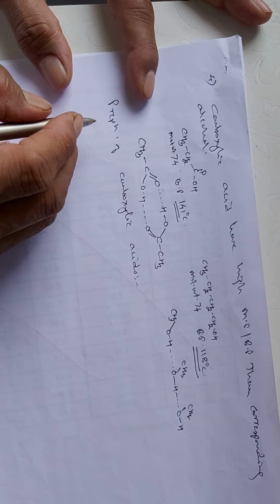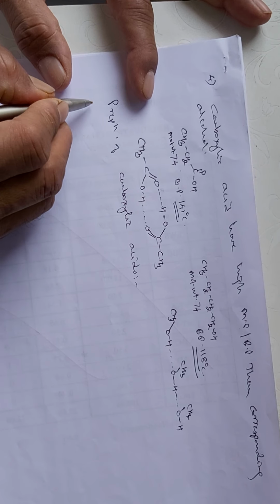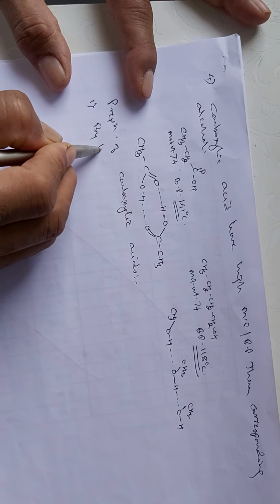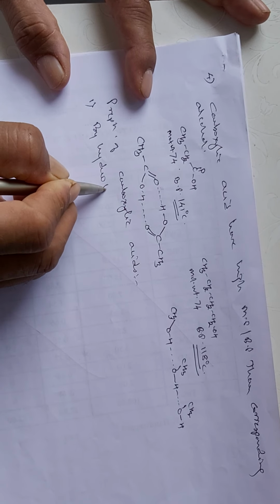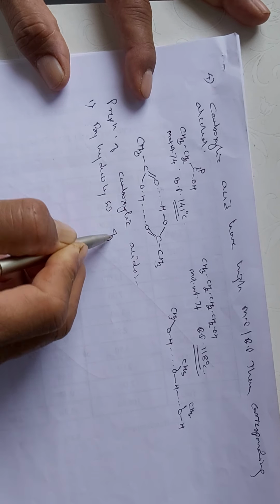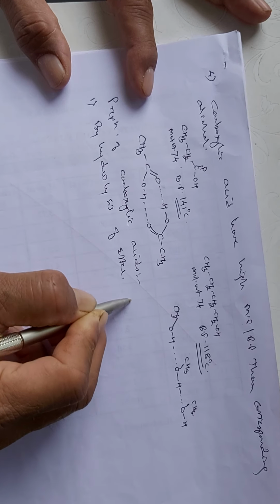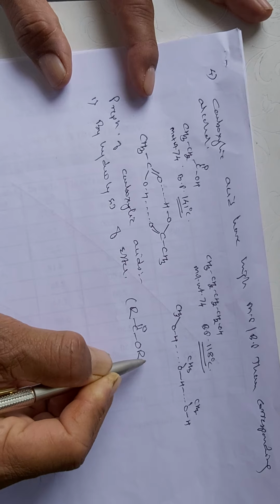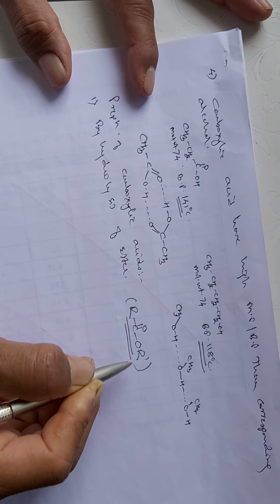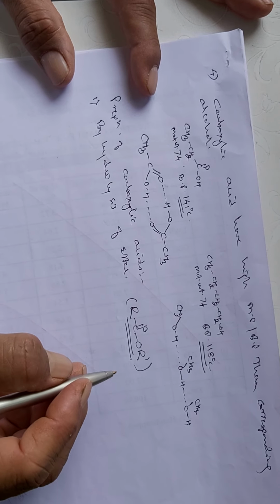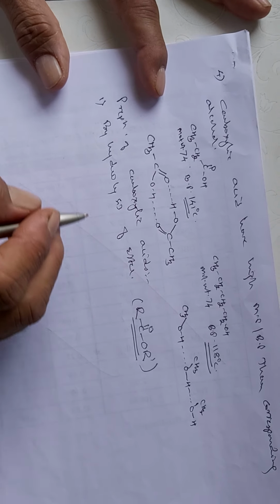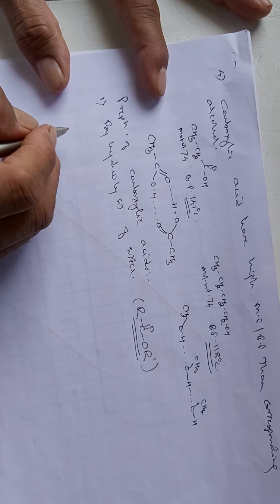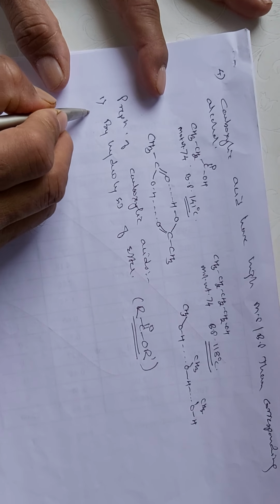So here the first method is the preparation of carboxylic acid by hydrolysis of ester. Esters are the compounds which contain RCOR dash as the functional group of the ester. It is nothing but a derivative of carboxylic acid, and so this can be hydrolyzed in the presence of an acidic medium or basic medium.